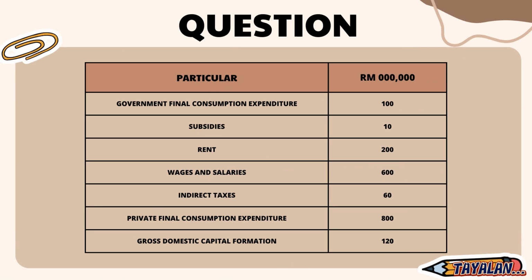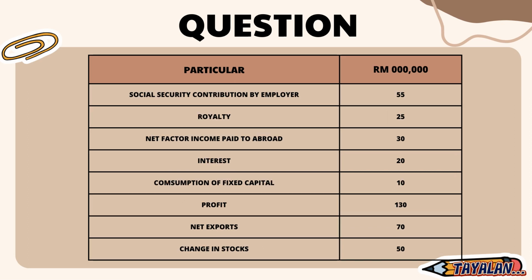There is government final consumption expenditure 100, subsidies 10, rent 200, wages and salaries 600, indirect taxes 60, private final consumption expenditure 800, gross domestic capital formation 120, social security contribution by employer 55, royalty 25, net factor income paid abroad 30, interest 20, consumption of fixed capital 10, profit 130, net exports 70, change in stock 50.